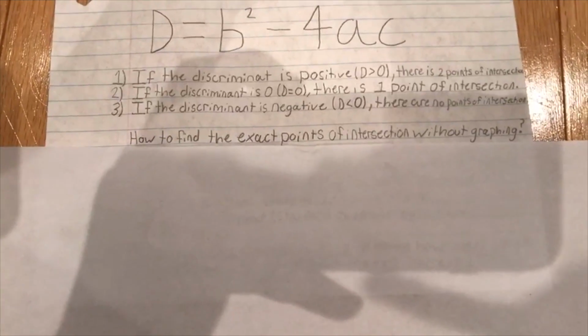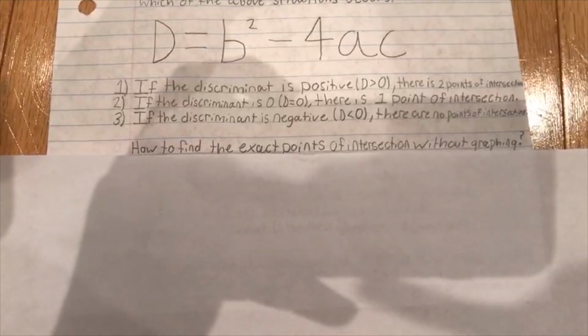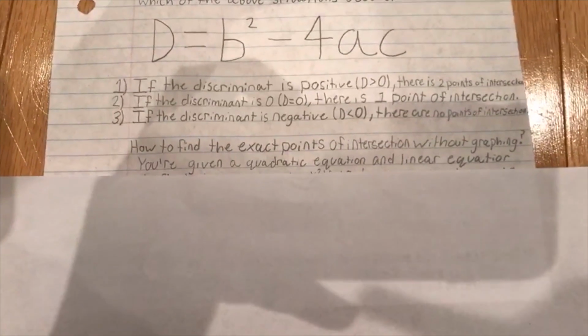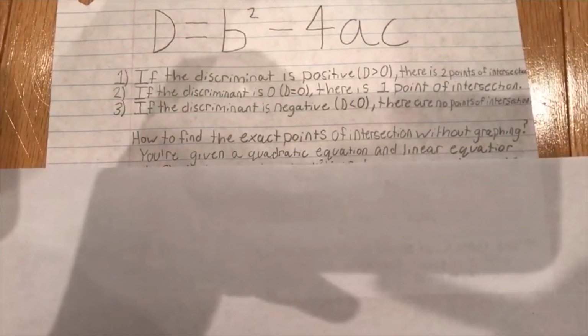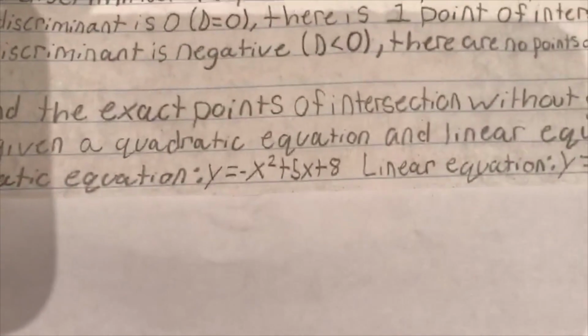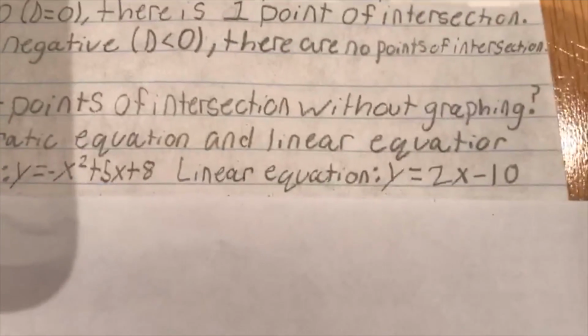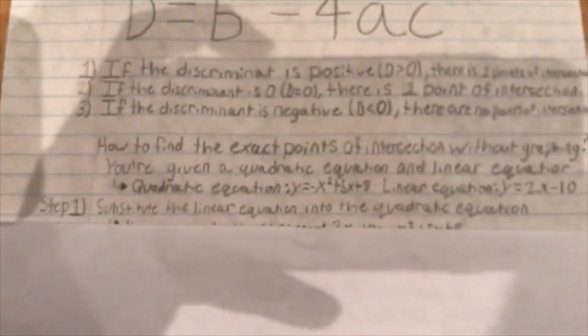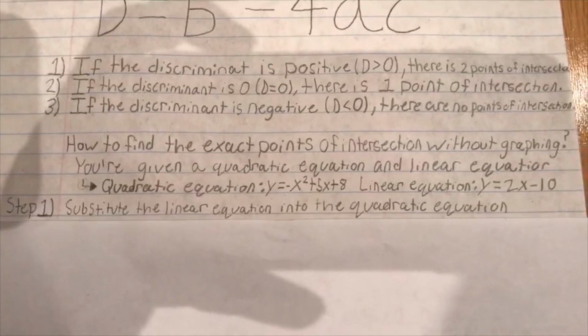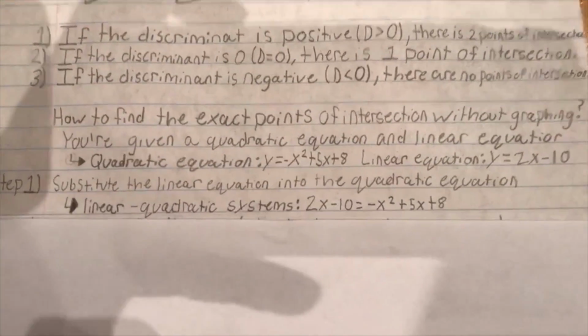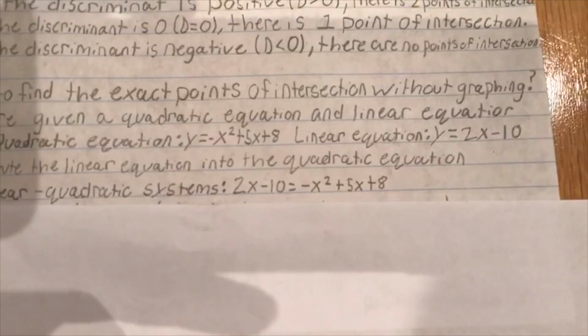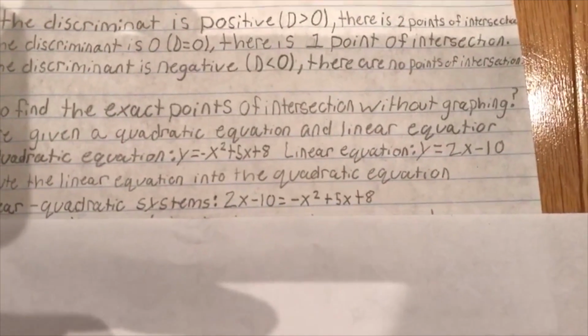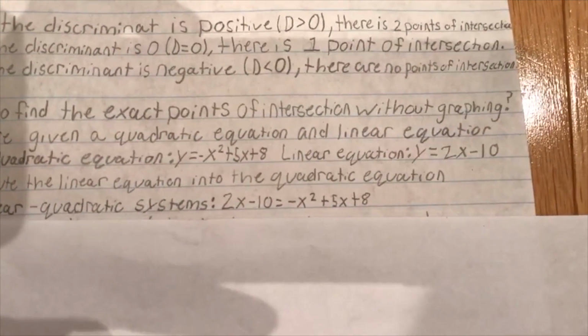How to find the exact points of intersection without graphing? So the question will give you a quadratic equation and a linear equation. For example, the quadratic equation will be y equals negative x squared plus 5x plus 8, and the linear equation will be y equals 2x minus 10. So step 1, substitute the linear equation into the quadratic equation. So the linear quadratic system will be 2x minus 10 equals negative x squared plus 5x plus 8.